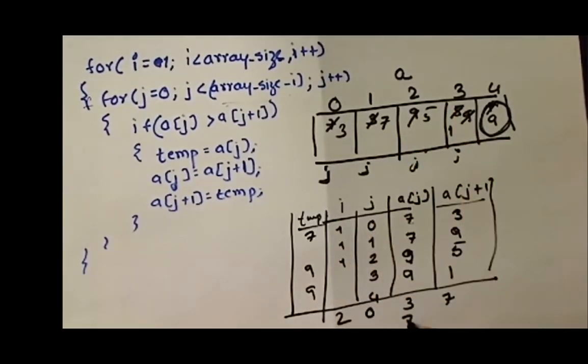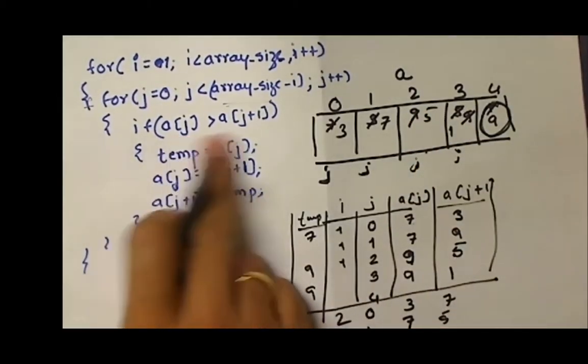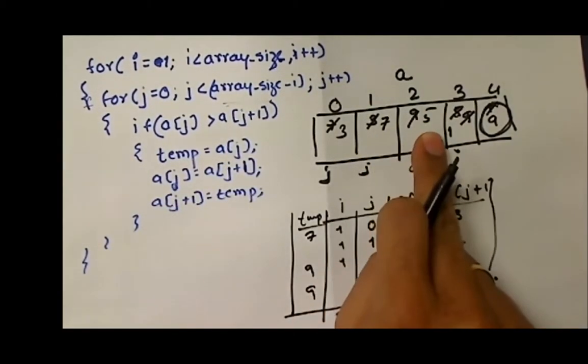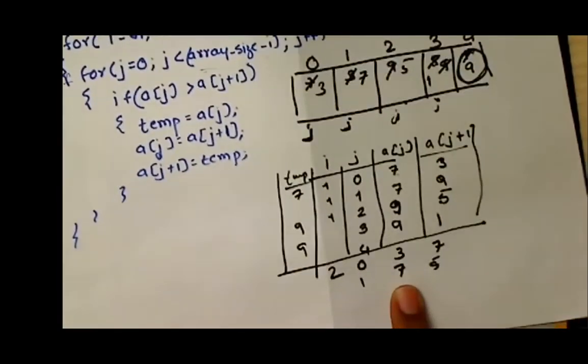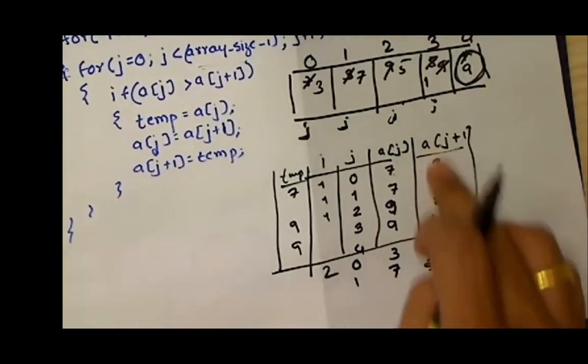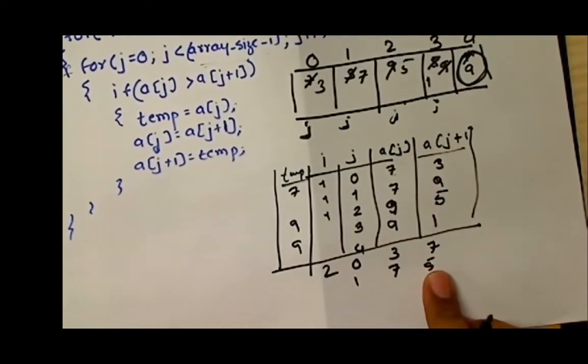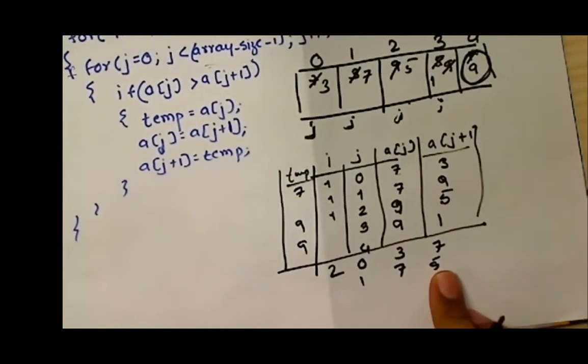So at a of j we have value 7. If j becomes 1, at j the value is 7, and at j plus 1 it is 5. Then again we check, is a of j greater than a of j plus 1? If this is a of j, this is j plus 1. A of j we have 7, and a of j plus 1 we have value 5. So the condition is again true.